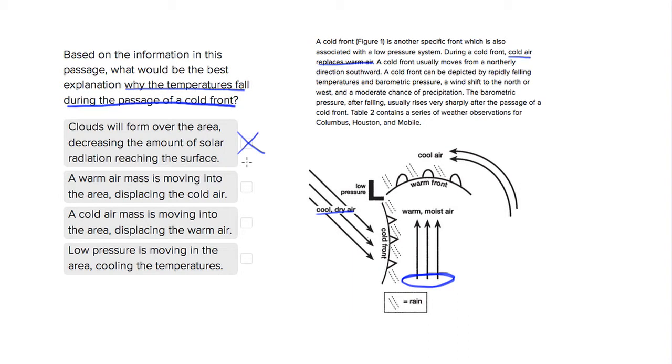Choice number 2. A warm air mass is moving into the area, displacing the cold air. But we see the opposite here. We see the cool air is coming in, and then the warm air is fleeing. So this is what happens in a cold front. So this is going to be the opposite.